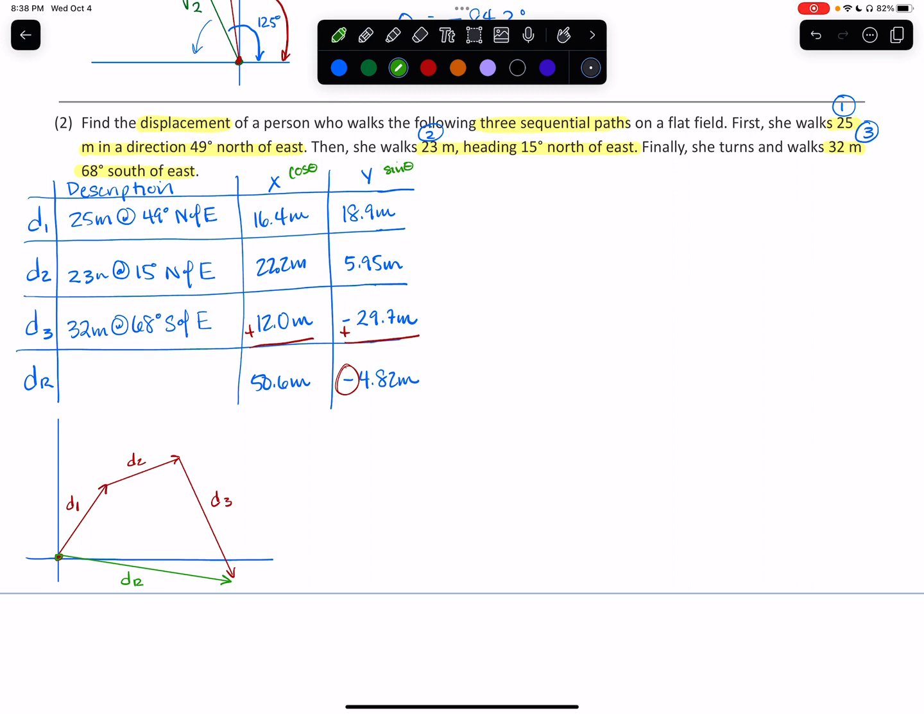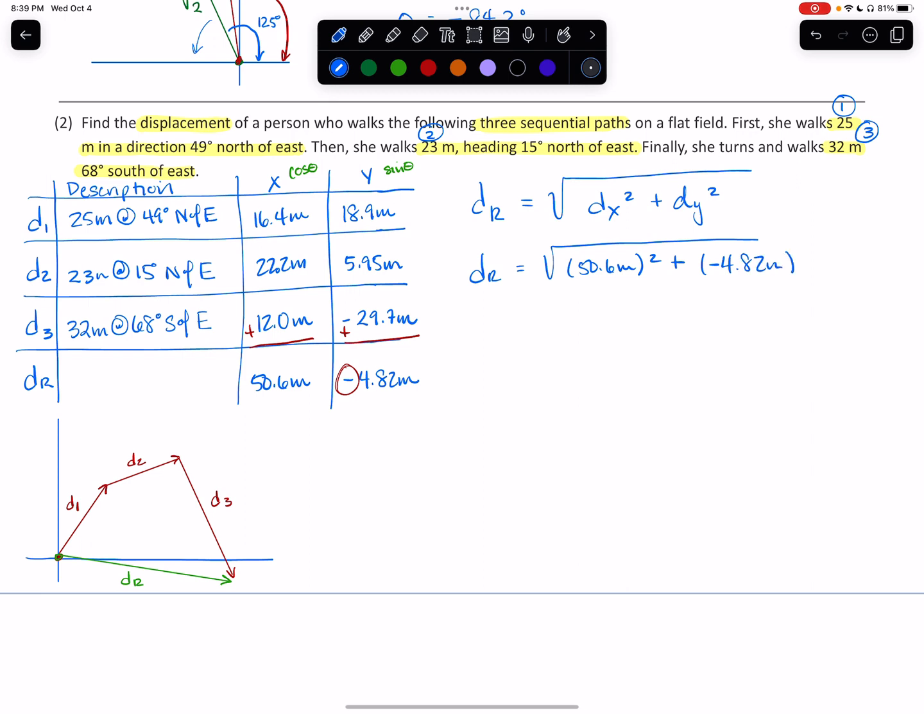All right, up next, we are going to determine the magnitude of our resultant vector using Pythagorean theorem. So the resultant displacement is going to be equal to the square root of the x component squared plus the y component squared. So we'll plug those values in. All right, so we have 50.6 meters squared for our horizontal piece, negative 4.82 meters for our vertical piece. Plug in our calculator and we find that the resultant vector has a magnitude of 50.8 meters. All right, so there is the magnitude.